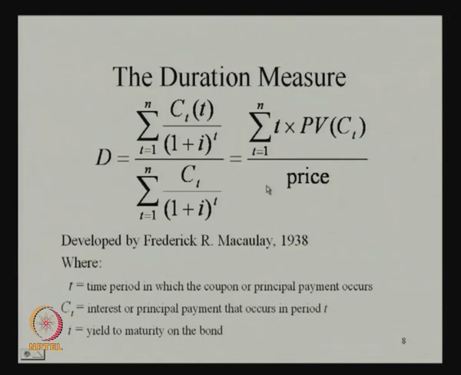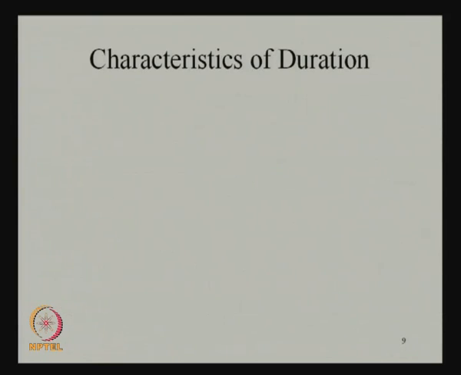Where this period T is equal to the time period in which the coupon or principal payment occurs, and CT represents the interest or the principal payment that occurs in period T. I is equal to the yield to maturity on this particular bond.